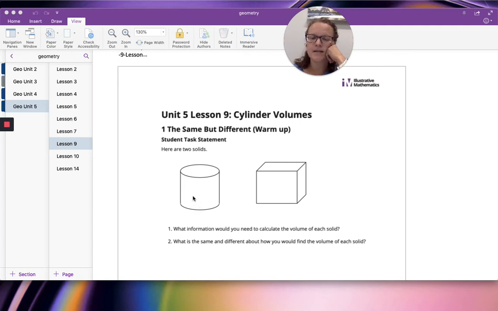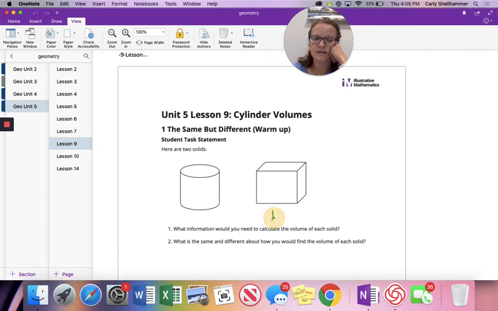All right, lesson 9, the same but different. Here are two solids. What information would you need to calculate the volume of each solid? Well, here, volume is length times width times height. Not too bad. This one, a little bit harder.